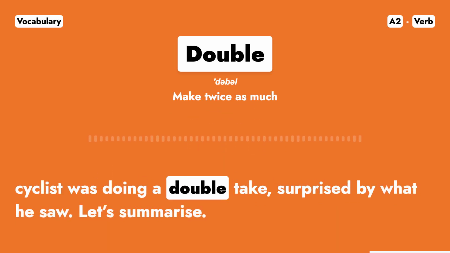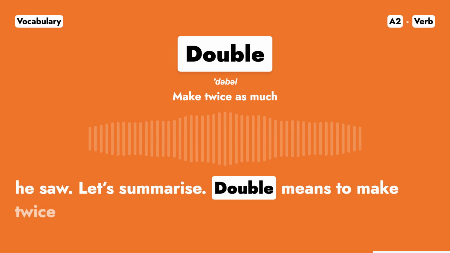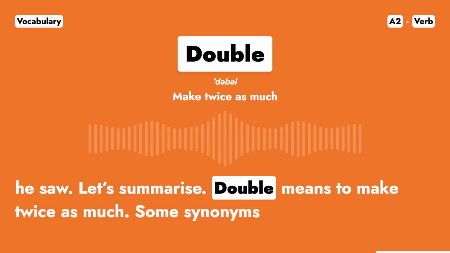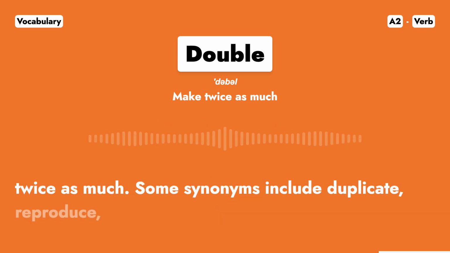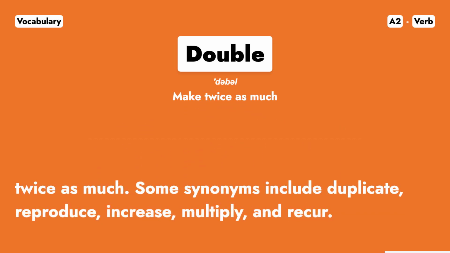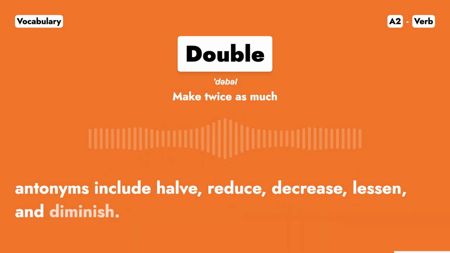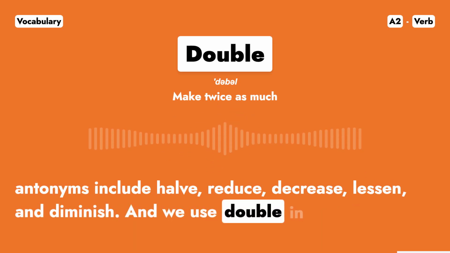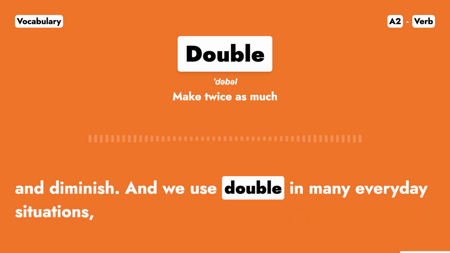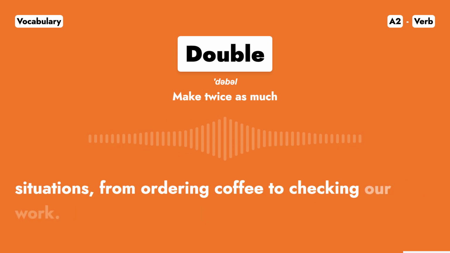Let's summarize. Double means to make twice as much. Some synonyms include duplicate, reproduce, increase, multiply, and recur. Some antonyms include half, reduce, decrease, lessen, and diminish. And we use double in many everyday situations, from ordering coffee to checking our work.